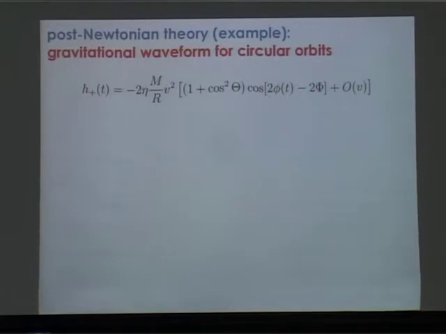But the basic structure of the waveform looks something like this, where you have some amplitude which depends on the total mass divided by the distance to the source. And there's this factor of v squared, so this is essentially where you see the amplitude of the wave increasing when you have your chirp, right, because the velocity is getting higher and higher. And then you have some dependence on your orientation of the binary, okay, with respect to the detector.